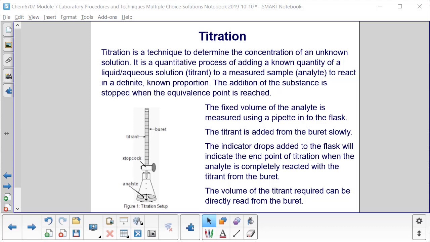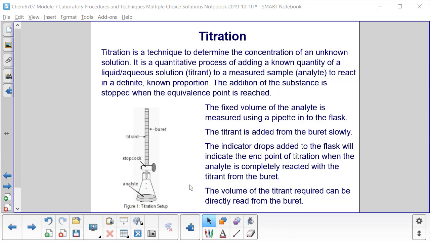So what you do is you add a known amount of this titrant and react it with this analyte in a definite known proportion. You stop the addition of this titrant when the equivalence point is reached. And the equivalence point is when the moles of the analyte are equal to the moles of the titrant. Okay, that's when you stop. The fixed volume of the analyte is measured using a pipette into the flask. So we measure along the burette here, the known volume.